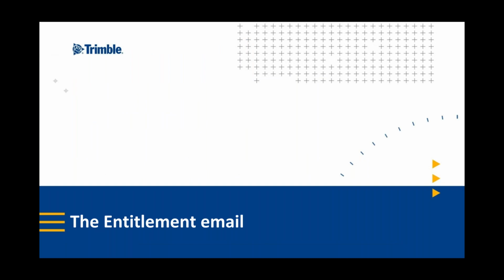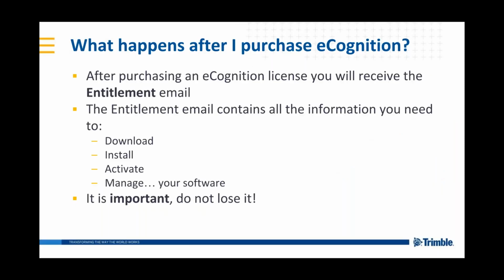So once you make that purchase of an eCognition license, how do we actually get it to you? Well, we no longer send boxes with CDs or dongles anymore. That's a thing of the past for eCognition. We call it soft lock licenses, and these are transferred to you via the entitlement email. You'll hear this word quite frequently. It's an important email, and this is why we want to spend some time discussing it.